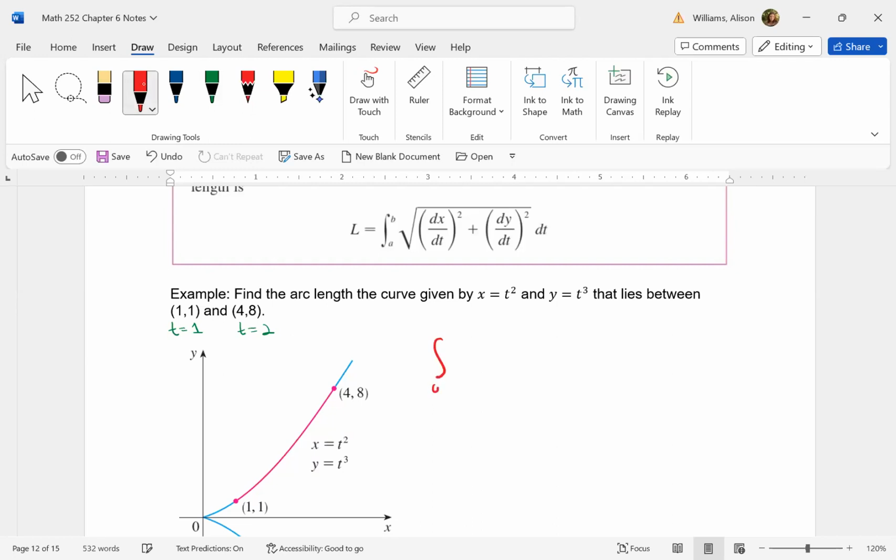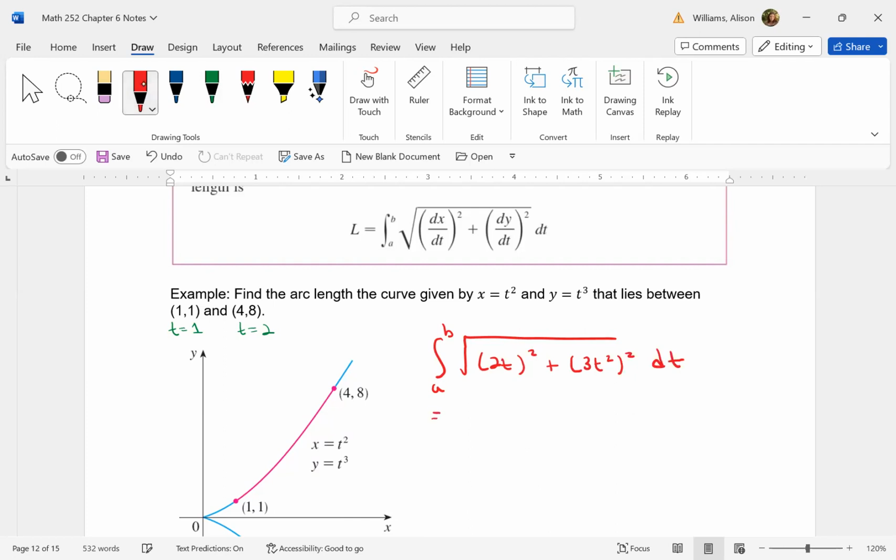So the integral from a to b, and then the square root of, okay, so dx/dt means I'm going to take the derivative of the x equation, which would be 2t. dy/dt would be the derivative of the y equation, which would be 3t squared, dt. All right, so let's clean this up.